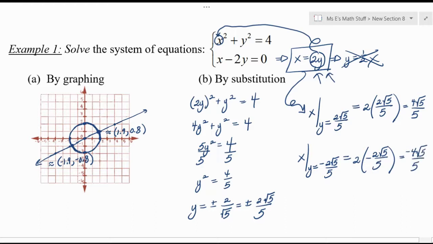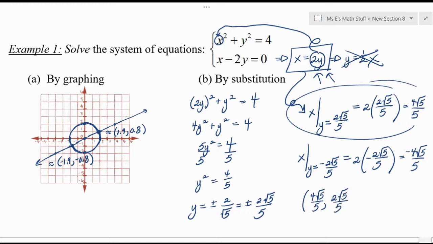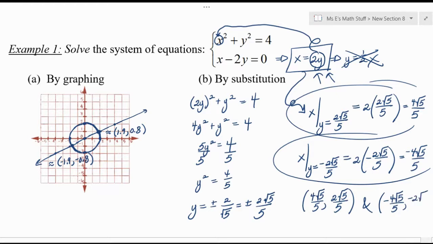So according to this piece right here, you would end up with a point of intersection at (4 root 5 over 5, 2 root 5 over 5). That would probably be that point of intersection on the right there. And then the second line here would turn into negative 4 root 5 over 5. Just make sure you write the x coordinate first, and then the y coordinate was negative 2 root 5 over 5. Hopefully that makes sense.